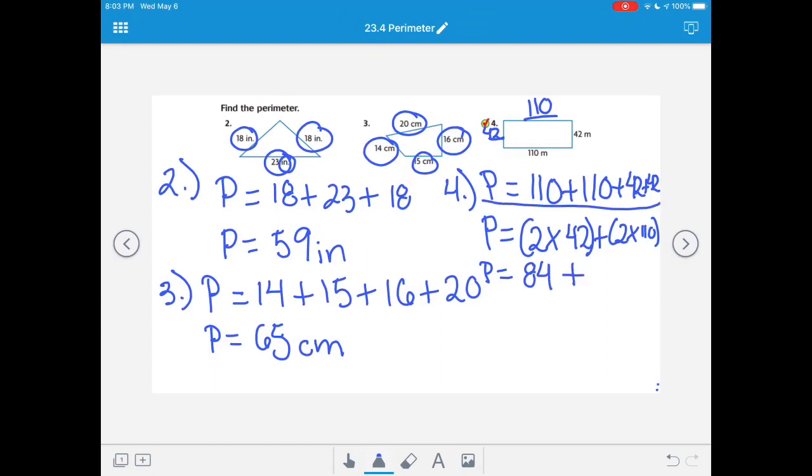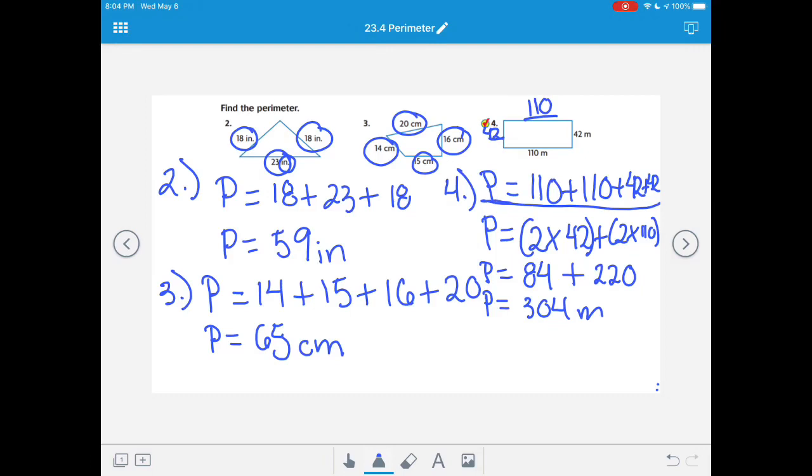The order of operations tells me I need to solve what's in parentheses first. So I'll do that. So 2 times 110 is 220. Then I can add those together, 84 plus 220. And I find that the perimeter is equal to 304. And I need to write in that label, meters.